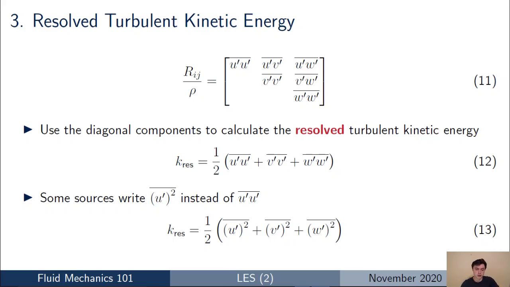And another point which I wanted to make here, which hopefully will clear up any confusion for you if you go looking for this in the literature, is that some sources will write u prime squared instead of u prime u prime. It means the same thing. They're just using different notation to denote u multiplied by u, v multiplied by v, and w multiplied by w.